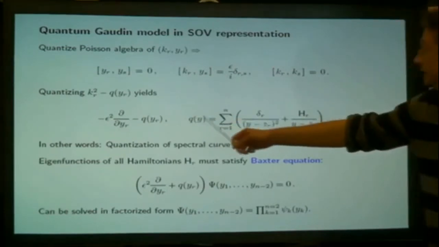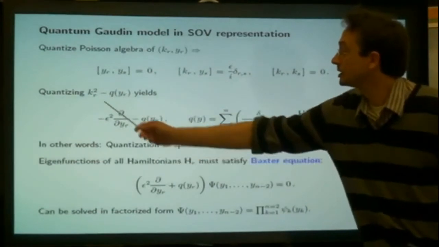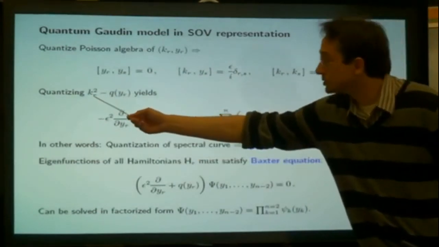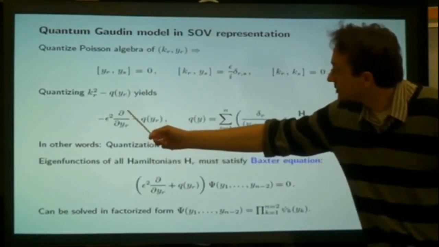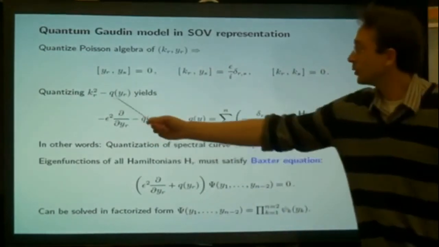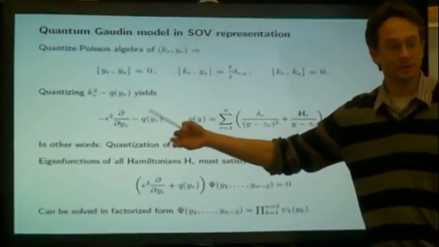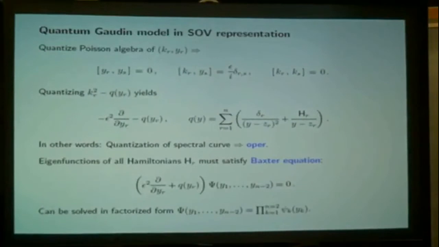Okay, so what does it yield? Here Kr is the canonical conjugate to Yr, so it is natural to represent it as a differential operator. Here I forgot to put a square, so it should be the second derivative, of course. Quantizing this relation, which is the defining equation of the spectral curve, yields Oka. We have heard of Oka before. So this is a nice way to very quickly arrive at the connection between the eigenvalue problem for the Gaudin model and opers.